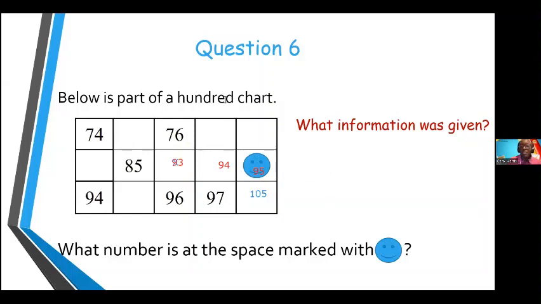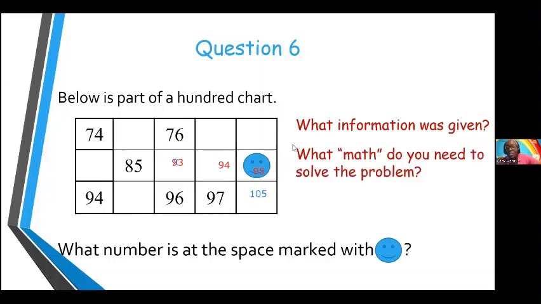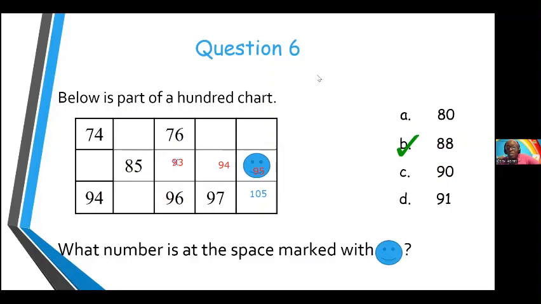Great. Let's look at our, so as you all quickly and rightly said, our correct option would have been 88. So we can just go to our correct option. You've looked at the information that was given. We have a 100 chart. We know which way it changes going vertically, which way it changes going horizontally. And we can use those relationships to determine the missing value that we are asked to find.